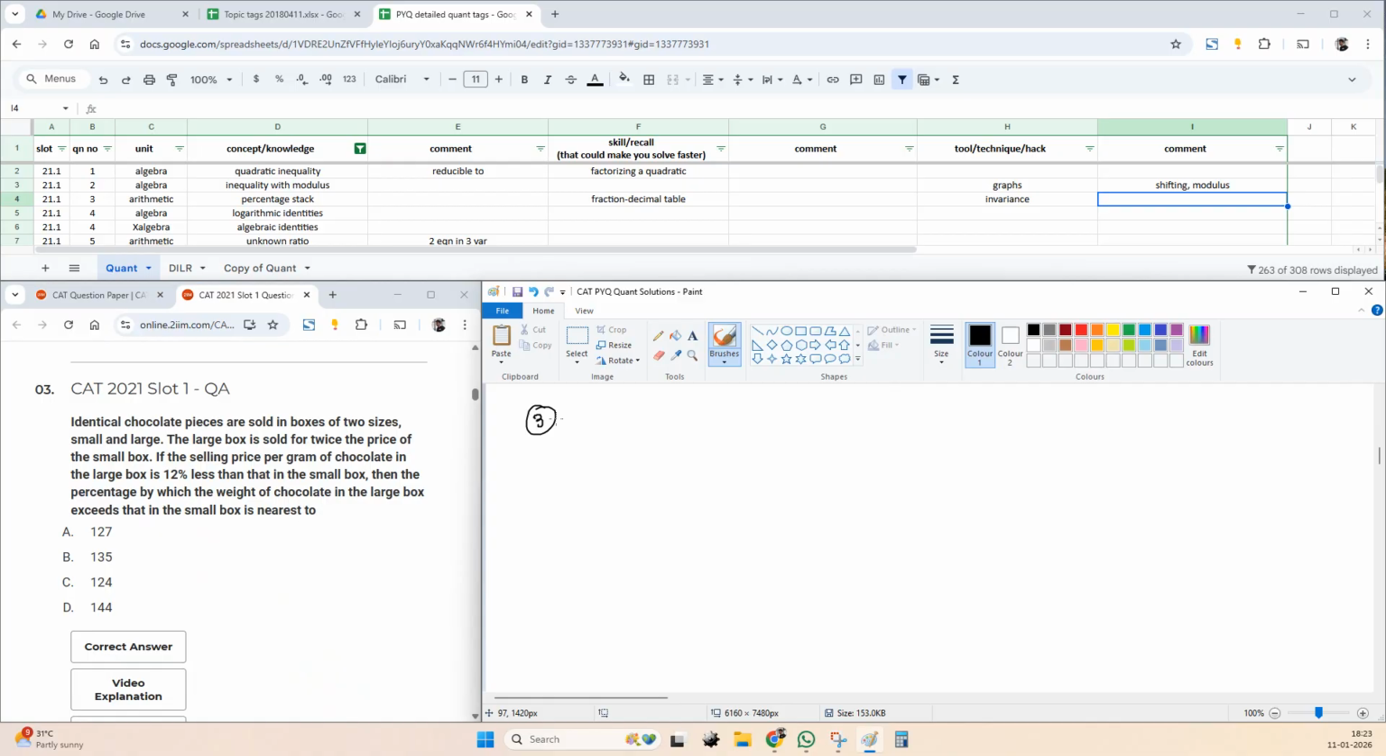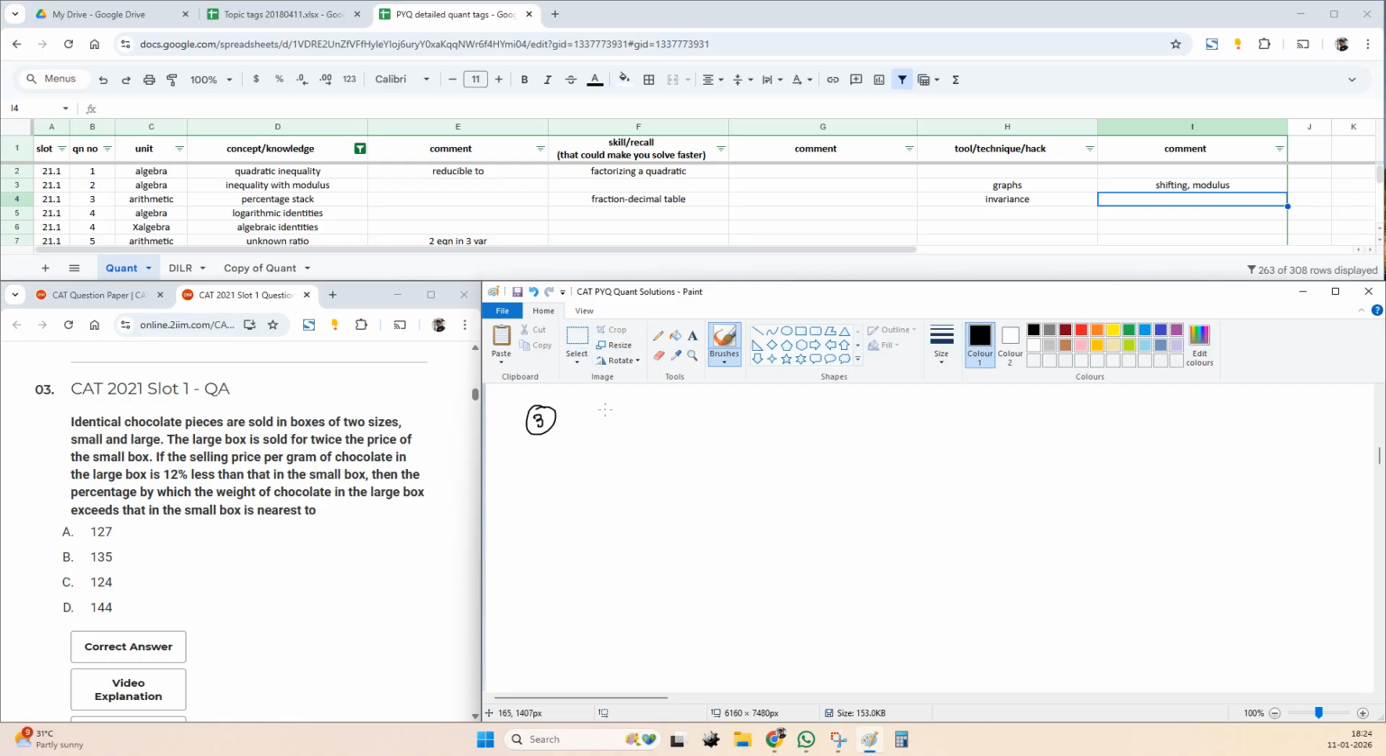Now I'm going to do something that will feel more efficient than what you probably did. I'll do it first and then I'll explain. Identical chocolate pieces are sold in boxes of 2 sizes, small and large. The large box is twice the price of the small box. If the selling price per gram of chocolate in the large box is 12% less than that in the small box, then the percentage by which the weight of chocolate in the large box exceeds that in the small box is nearest to what?